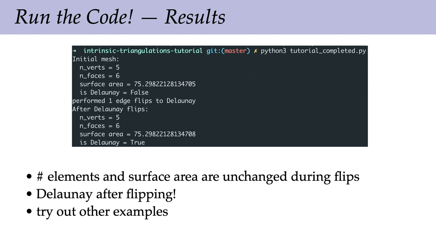And then afterwards, it has the same number of vertices and faces, of course. But the really amazing thing about intrinsic edge flips is that they also preserve the geometry. So we noticed that the surface area is unchanged. And even better, it has the intrinsic Delaunay property.